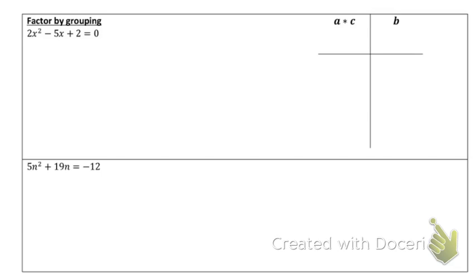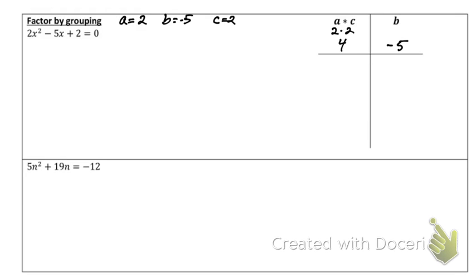You're going to have an A times C column, which I affectionately call my air conditioning column. And then I have a B column, which I affectionately call my Beyonce column. So in this one, my A equals 2, my B equals negative 5, and my C equals positive 2. So A times C is going to be 2 times 2, which gives me 4. My B value is a negative 5.